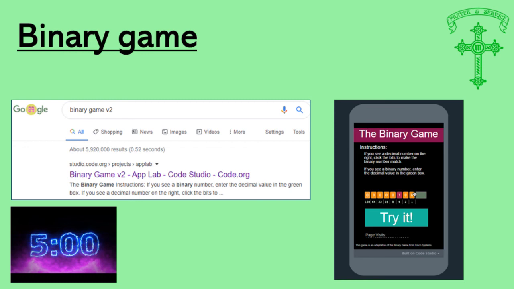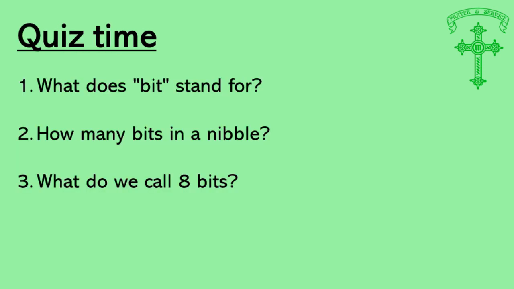And then one last thing you're going to do is a little bit of a quiz for me, if you can remember. So question 1, what does bit stand for? Question 2, how many bits are in a nibble? And then number 3, what do we call an 8-bit binary number? So I'll give the answers at the beginning of next lesson, next week.